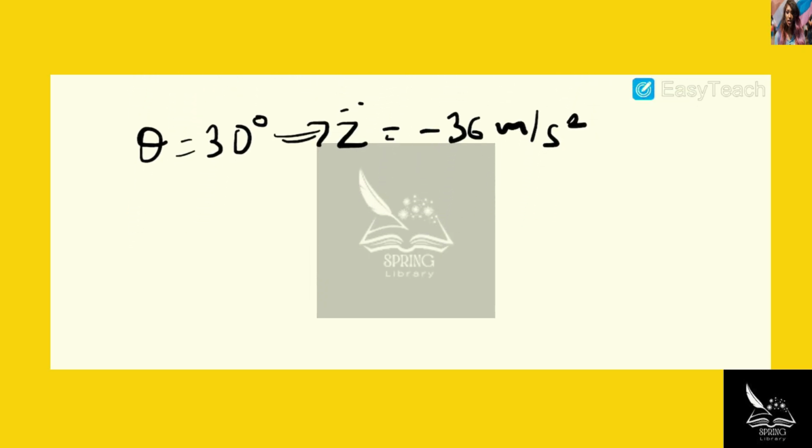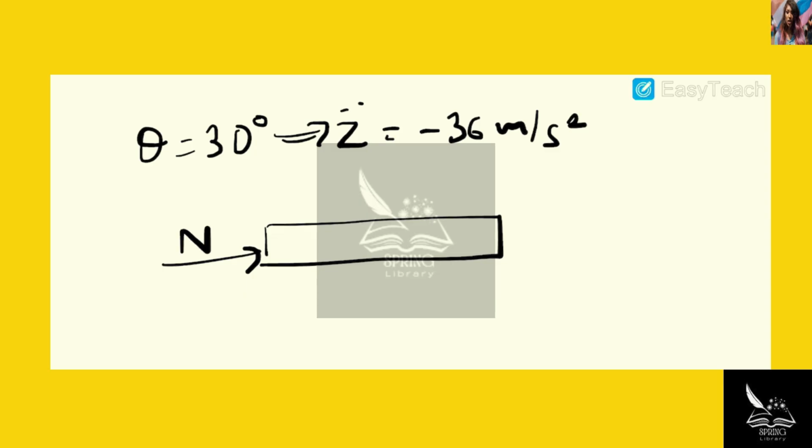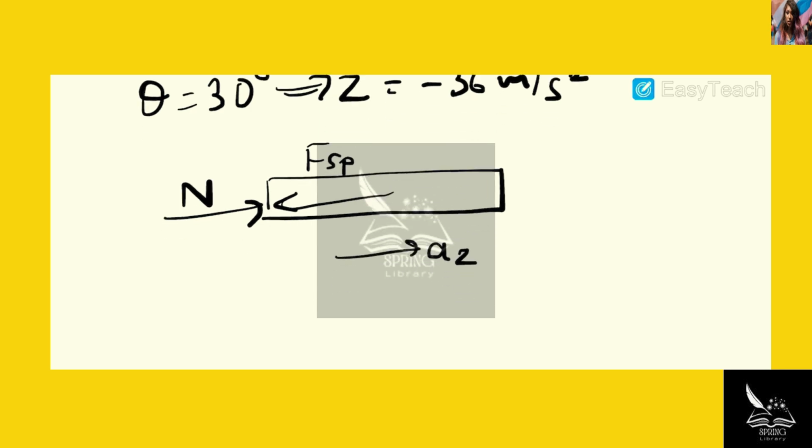Next, we can draw our free body diagram. Here is the end of our follower and our spring. Here we have our normal force, and here we have our spring force, which we'll just call F_SP, and this is all in the z direction, and this is the direction of the acceleration in z that we want.